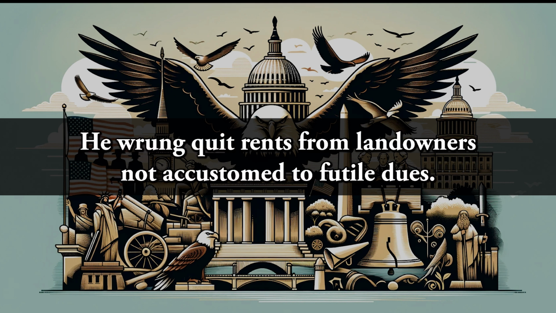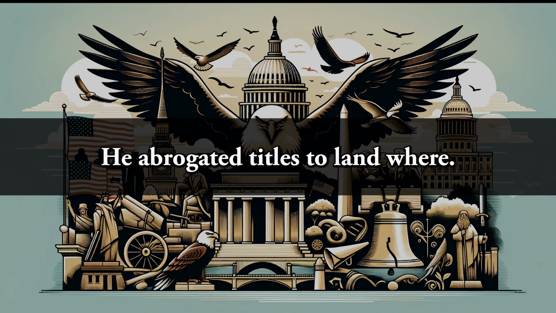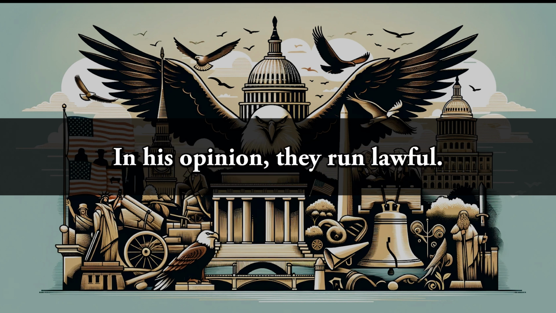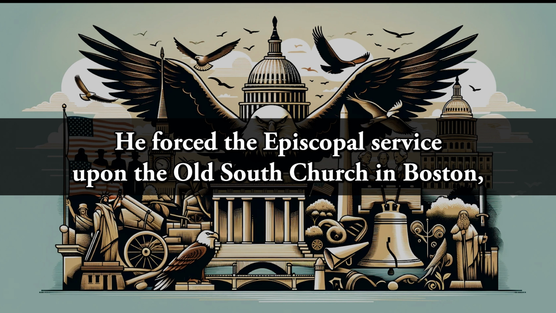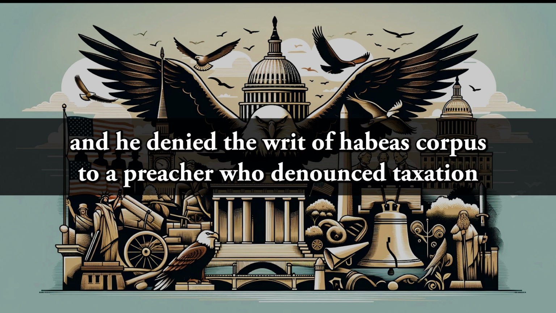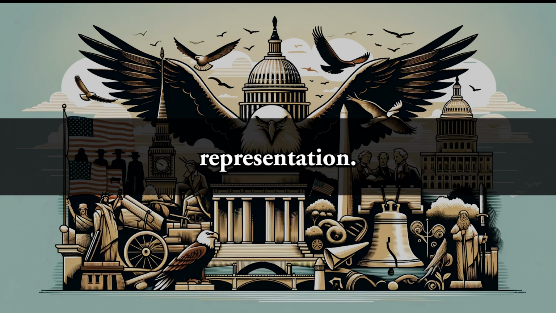He wrung quit-rents from landowners not accustomed to feudal dues; he abrogated titles to land where, in his opinion, they were unlawful; he forced the episcopal service upon the Old South Church in Boston; and he denied the writ of habeas corpus to a preacher who denounced taxation without representation.